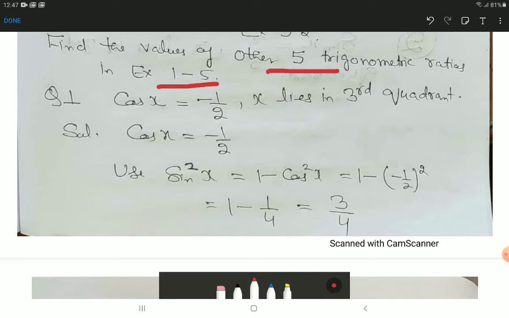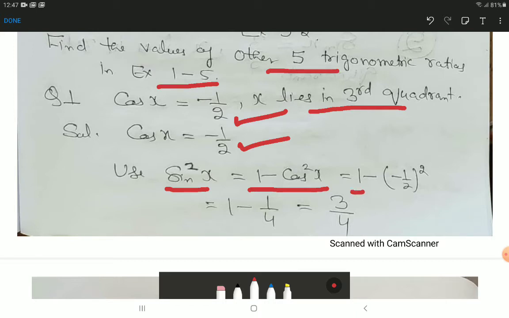So in question 1, it is given that cos x is equal to minus half and x lies in the third quadrant, and you are to find the value of the other 5 trigonometric ratios. So let's start the solution. Cos x is equal to minus half. Now we will be using a class 10 trigonometric identity. Sin square x is equal to 1 minus cos square x. So let us feed the value of cos x.